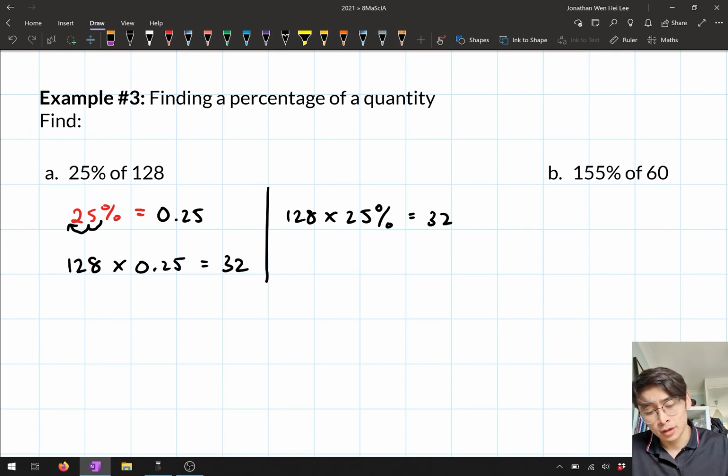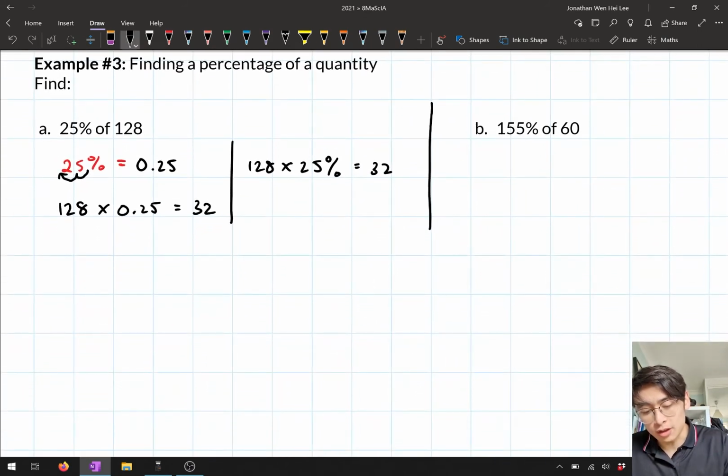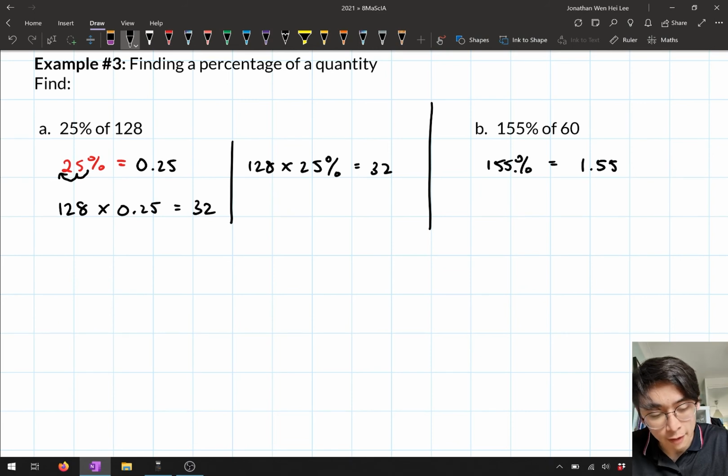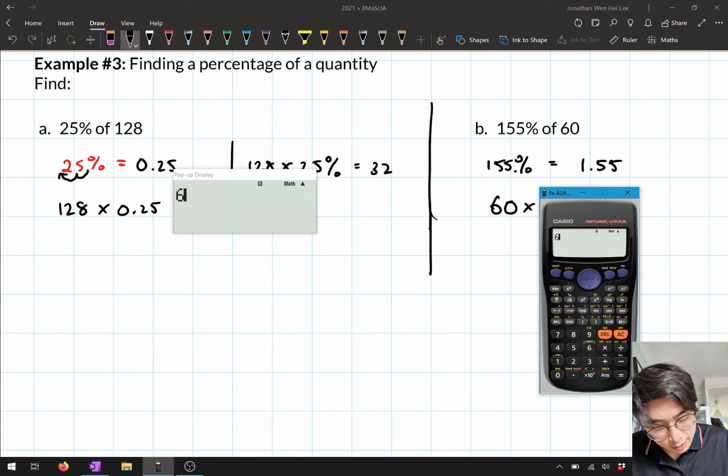Okay. The other question example that we have here. So we want to find 155% of 60. So I'm going to do the same steps I did before. So 155%. Now as a decimal, I'm just going to move the decimal place 2 to the left. So here the decimal place was originally after the 5. So I'm going to move it 2 to the left and it becomes 1.55. Then from here, I'm just going to multiply my 60 by 1.55. So I'm going to go 60 times 1.55. I'm going to put that in my calculator, 60 times 1.55, and I get 93.